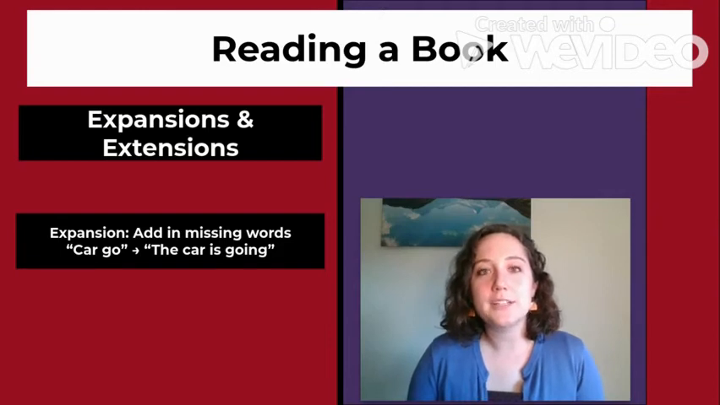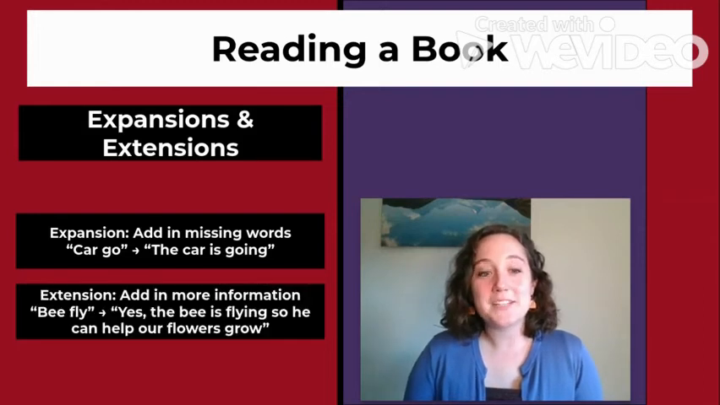So if your child is looking at a picture in a book and says, car go, you could say, the car is going. You added in those smaller little words that they're missing, and then you can practice saying that longer sentence together and having them repeat after you.